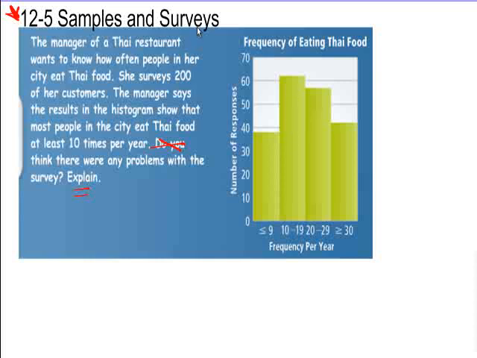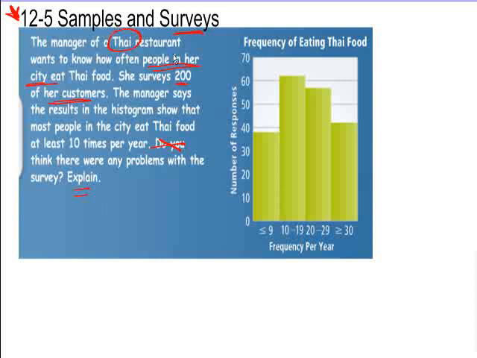The survey is asking about how often people in the city eat Thai food. So we want to talk about all the people in the city as the population. So that's everybody. Now the manager is only checking with who? She surveys 200 of her customers. Now what type of restaurant does she have? She has a Thai restaurant.